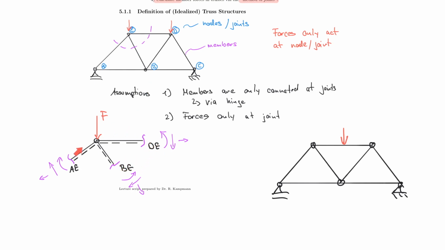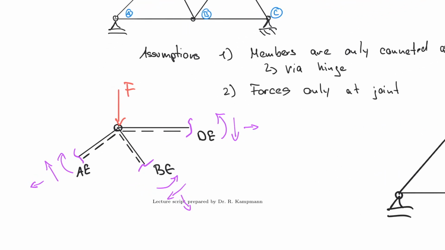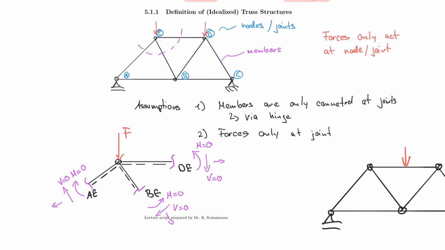So what does that mean for my picture down here? That means that I can now eliminate the moment and the shear force. So moment is equal to zero and shear force is equal to zero. And that is true everywhere, right? So I say that again, moment is equal to zero, shear force is equal to zero. And the only reason that is true, and this is crucial to understand in this context, is because there are no vertical or perpendicular forces to the member anywhere.